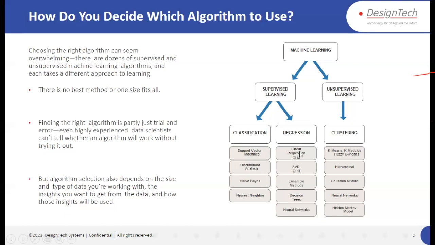If we talk about regression, we again have different types of algorithms available, like neural network and decision tree. For clustering we have the k-means approach, hierarchical approach, Gaussian mixture, neural network, or hidden Markov. So how will you decide, based on your type of data, which type of algorithm to use?